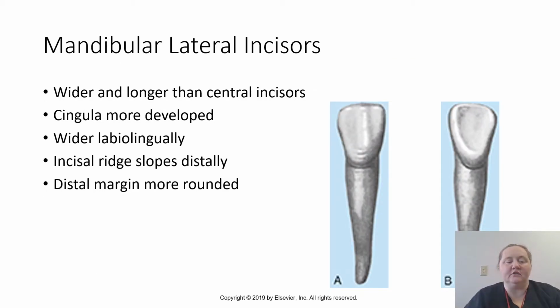Mandibular lateral incisors, they are wider and longer than central incisors. The cingula is more developed, and they are wider labiolingually. They're wider going from the front to the back, okay? The incisal ridge slopes distally, so you can kind of see that slope here, right? And the distal margin is more rounded, okay?